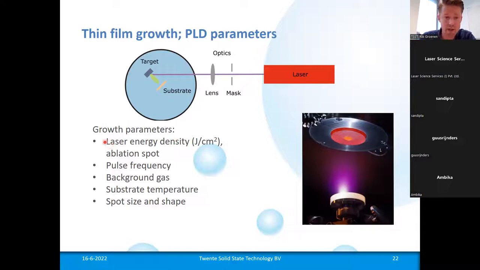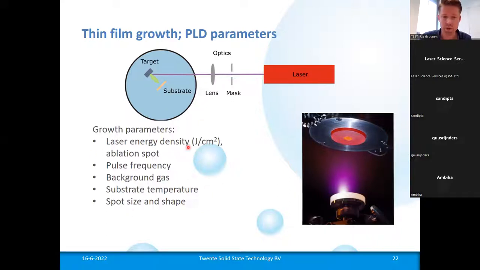And these are mainly the energy density of the pulse onto the target, the pulse frequency, the amount of pulses, and therefore the amount of material you're ablating. The background gas: for oxides, you typically work with oxygen in the chamber, but you can also introduce nitrogen or argon. Mixtures are interesting. The substrate temperature, of course, and also to some extent the shape and the spot of the pulse onto the target.